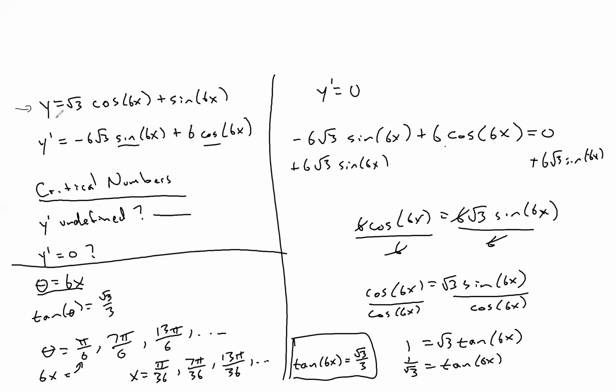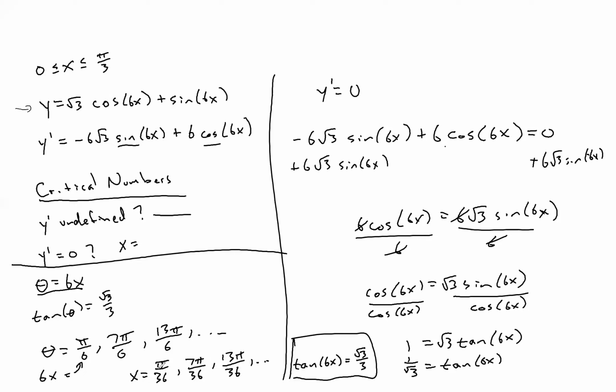But these critical numbers, in your homework, they give you a specific range or a domain to look at. If they tell you that they want x values greater than or equal to 0, less than or equal to pi over 3, for example, if they give you this interval to deal with, then you don't need all of the infinitely many answers down here. You only pick the ones that are bigger than 0 and less than or equal to pi over 3.